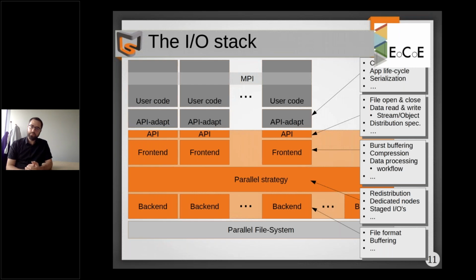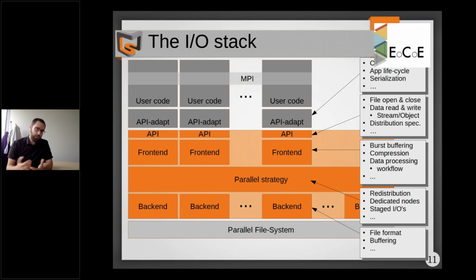Then we have a front end that runs on the same nodes as the user code, and that does the first step of work inside the same nodes as the user code. We can have the use of burst buffers inside the local node storage. We can have compression. We can have some data processing here, etc., etc. Then we have the implementation of a parallel strategy. That's where maybe the library will redistribute the data, and maybe for some libraries use a different set of nodes than the nodes used by the main code.